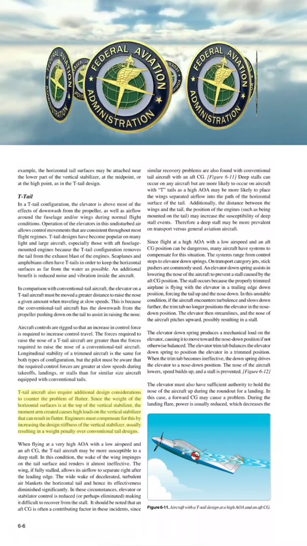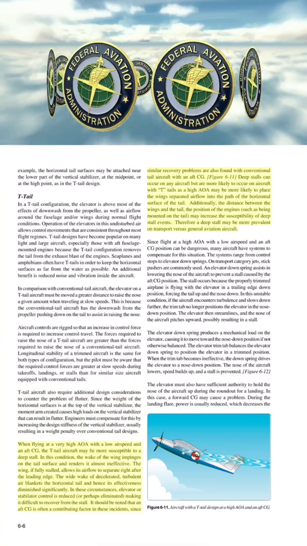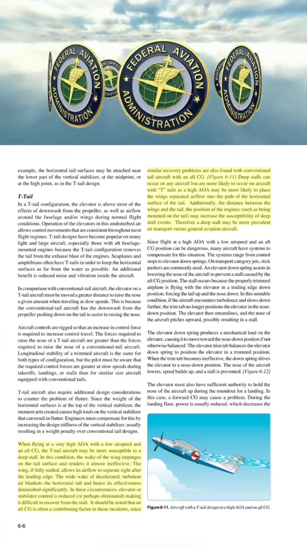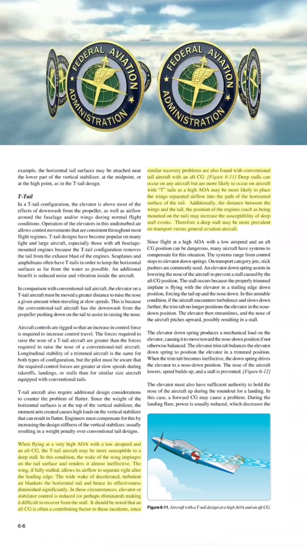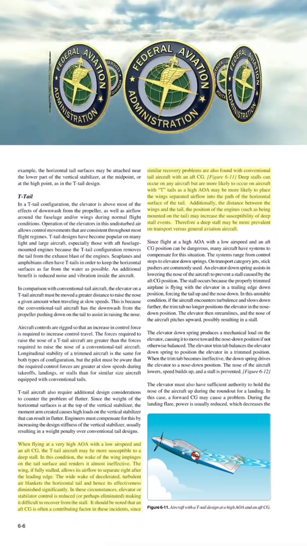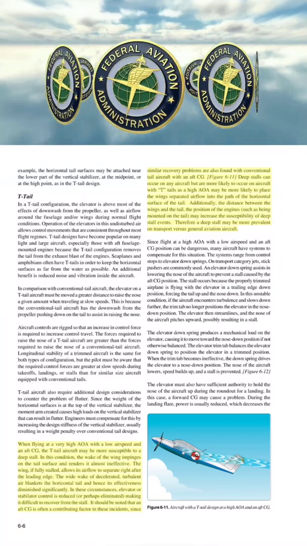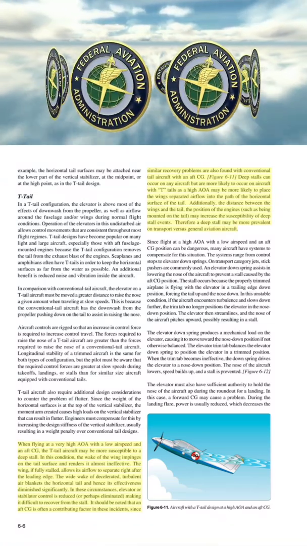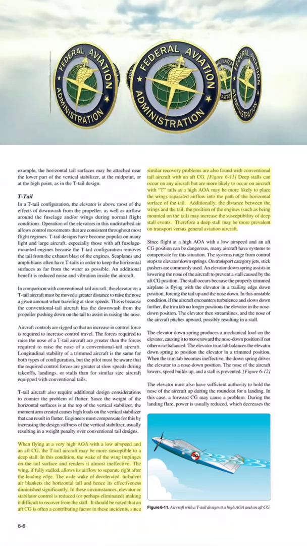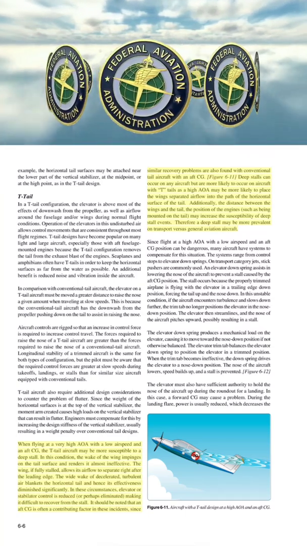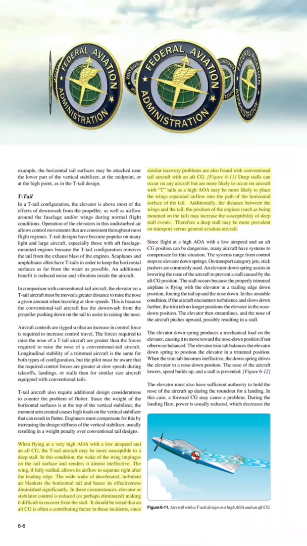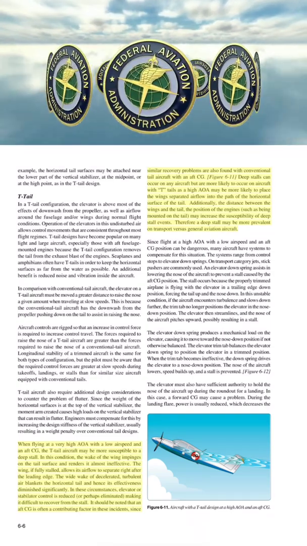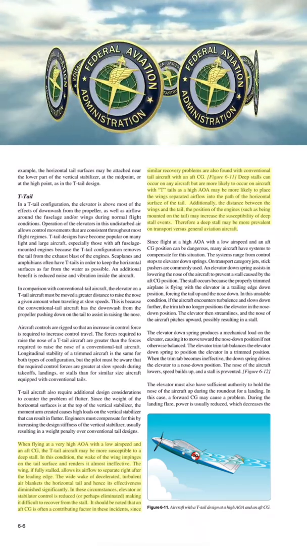over conventional tail designs. When flying at a very high AOA with a low airspeed and an aft CG, the T-tail aircraft may be more susceptible to a deep stall. In this condition, the wake of the wing impinges on the tail surface and renders it almost ineffective. The wing, if fully stalled, allows its airflow to separate right after the leading edge. The wide wake of decelerated, turbulent air blankets the horizontal tail and hence its effectiveness is diminished significantly. In these circumstances, elevator or stabilator control is reduced or perhaps eliminated, making it difficult to recover from the stall.